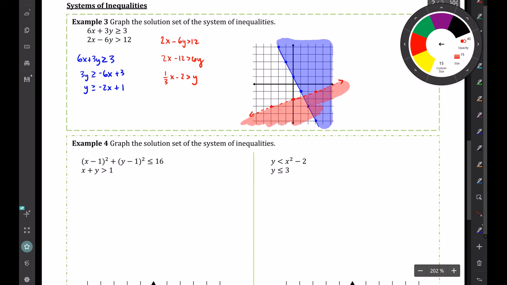Okay. And now the point is that the solution set is everything that's been shaded twice. So the solution set would be all these points here, and then anything below the red line over here, basically. Okay? So that's your solution set.